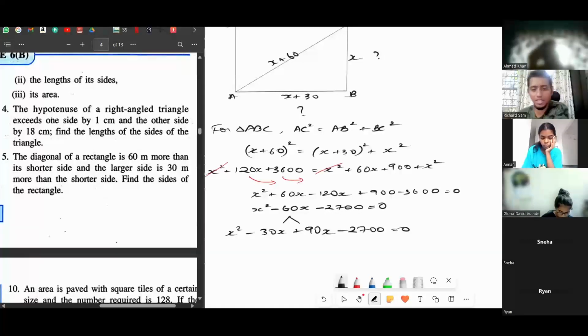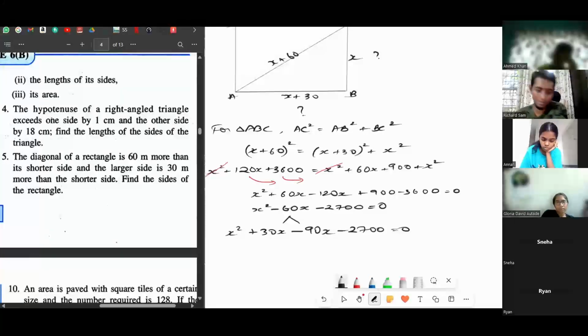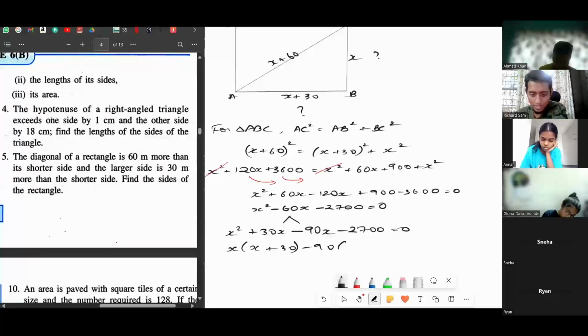So minus 30 and plus 90 are your numbers. So 30 is negative and the 90 is positive, right? No. The bigger number should be negative, right? So 90 will be negative, 30 will be positive. Whichever order you write, it doesn't matter. So x into x plus 30 minus 90 into x plus 30.